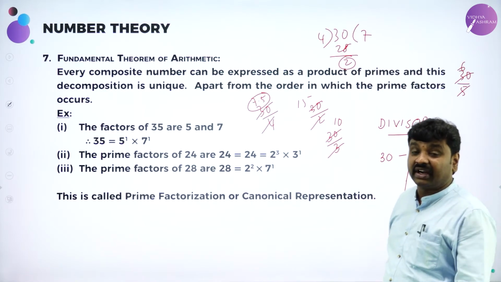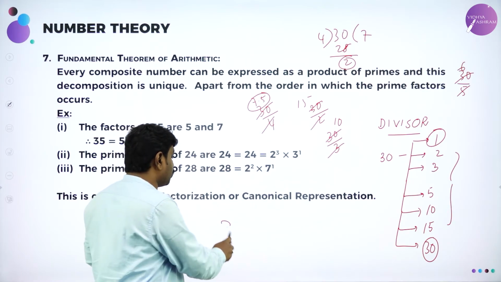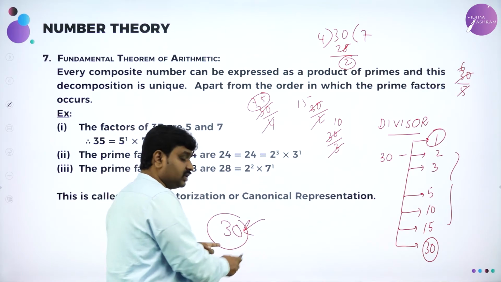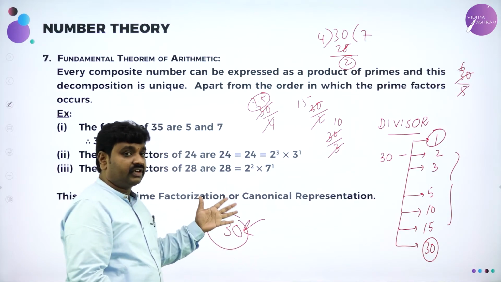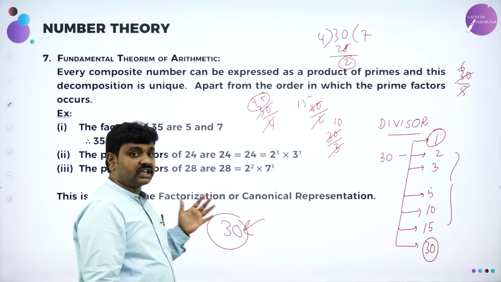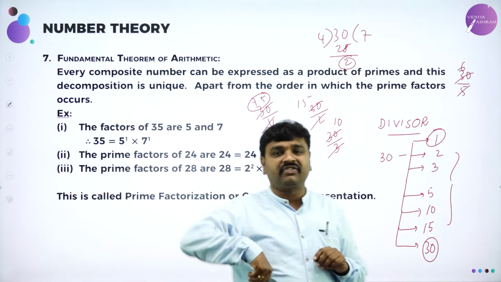One more interesting fact: a divisor cannot exceed the given number. So I cannot have divisors more than 30. For 30, a divisor cannot be more than 30. 31, 33, 40, 60 cannot divide. A divisor is always a smaller number or the number itself.